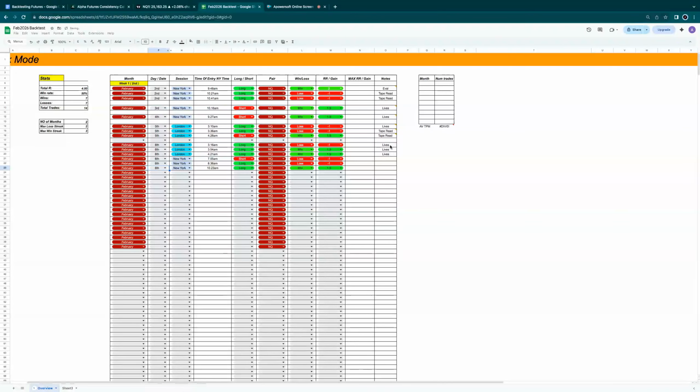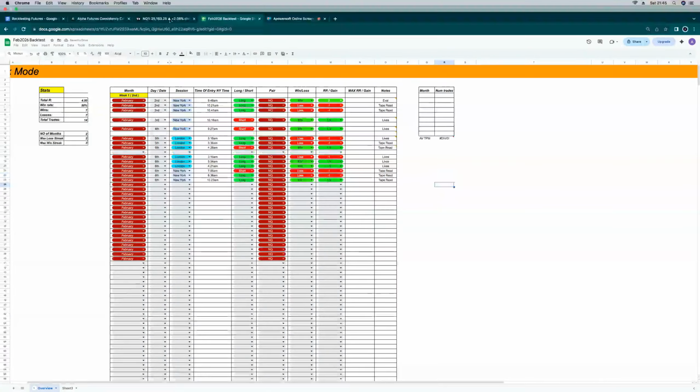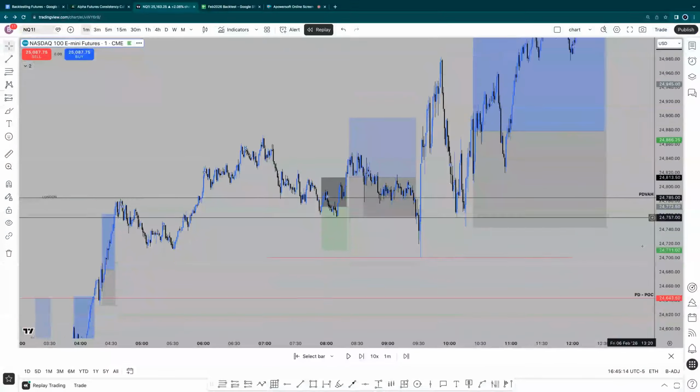So we took live. Yeah, 3 trades on the live, 2 wins, and then tape read. We need to just copy that. Okay, and then yeah, so that's our final results.